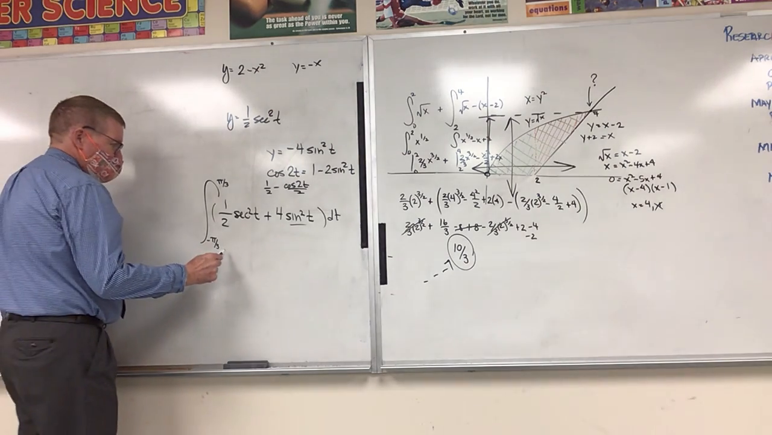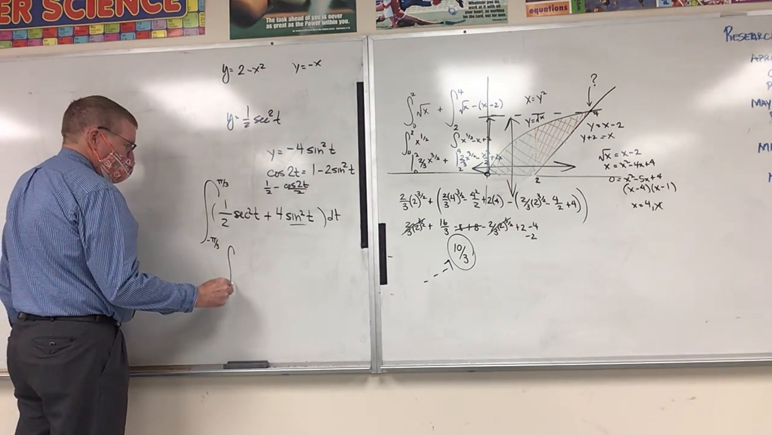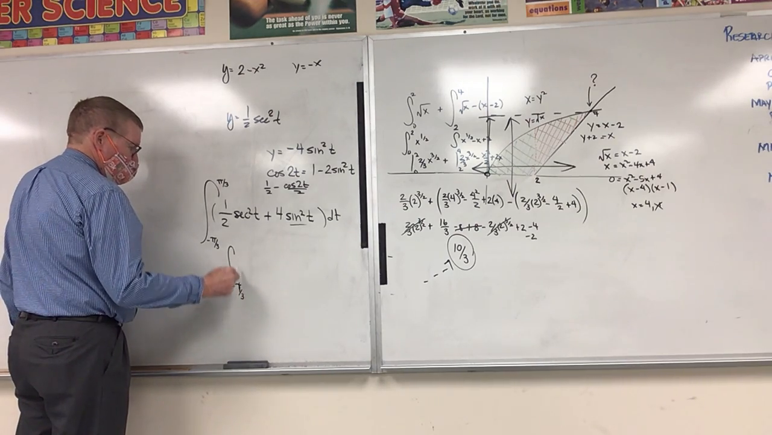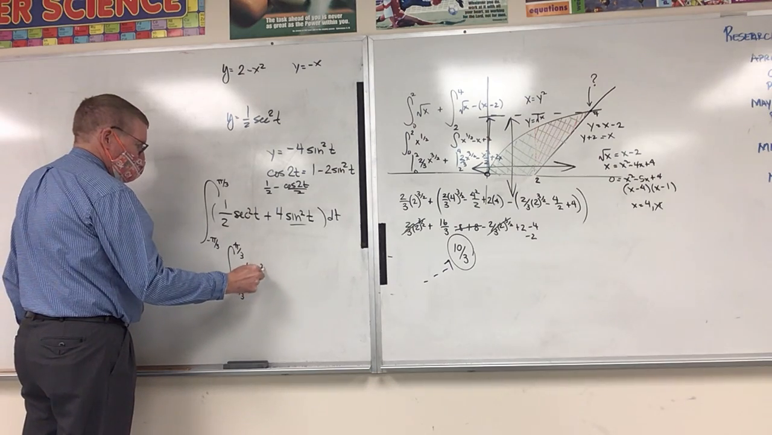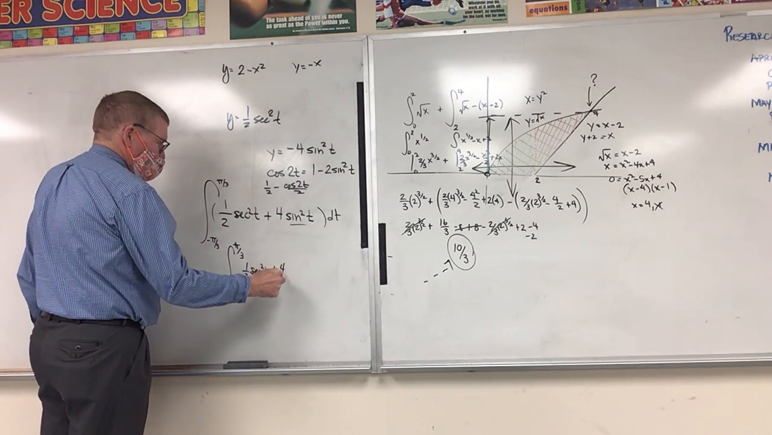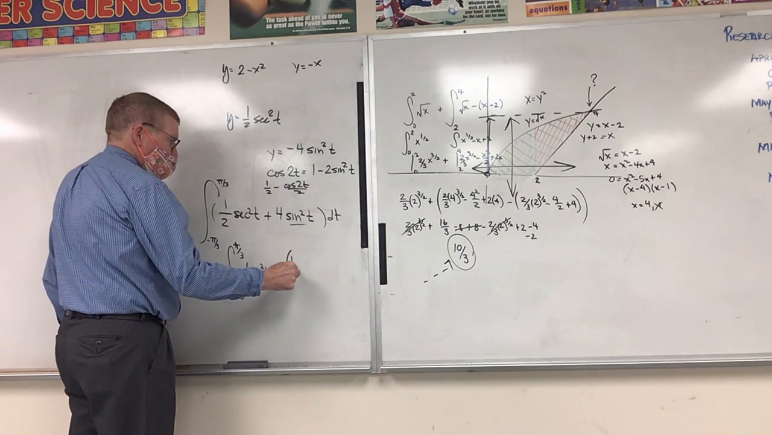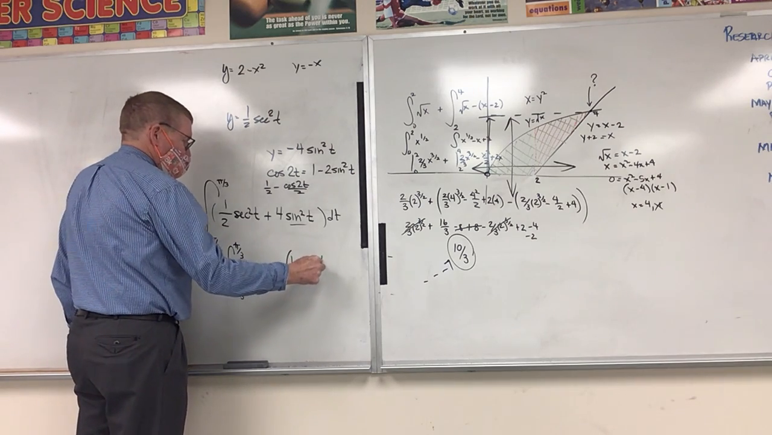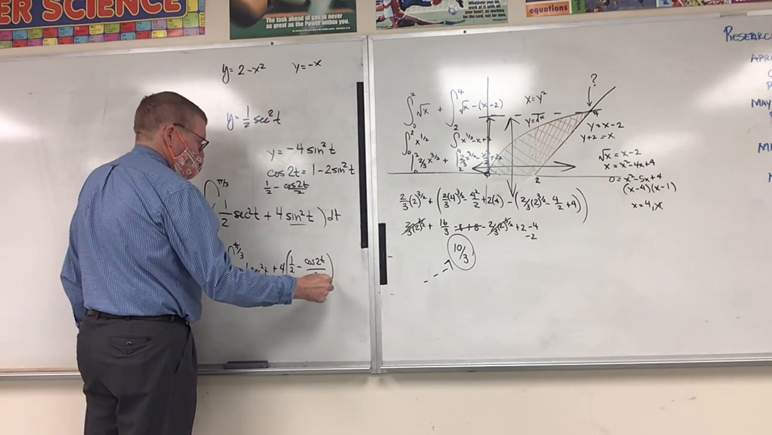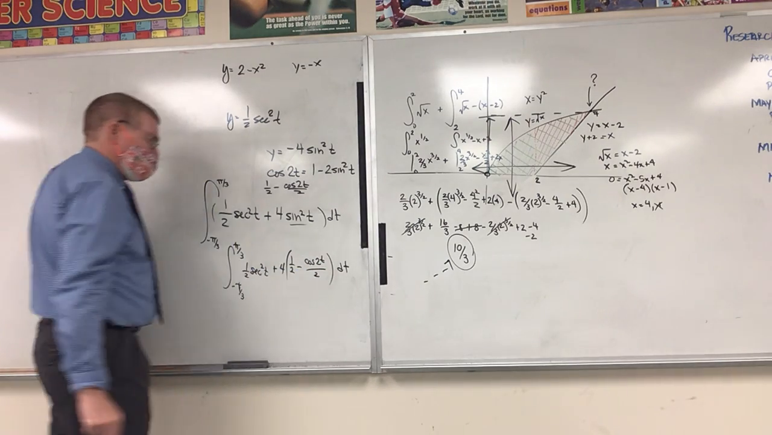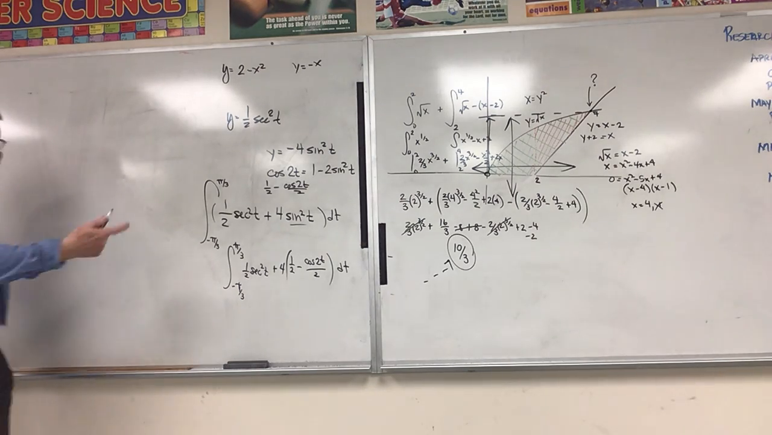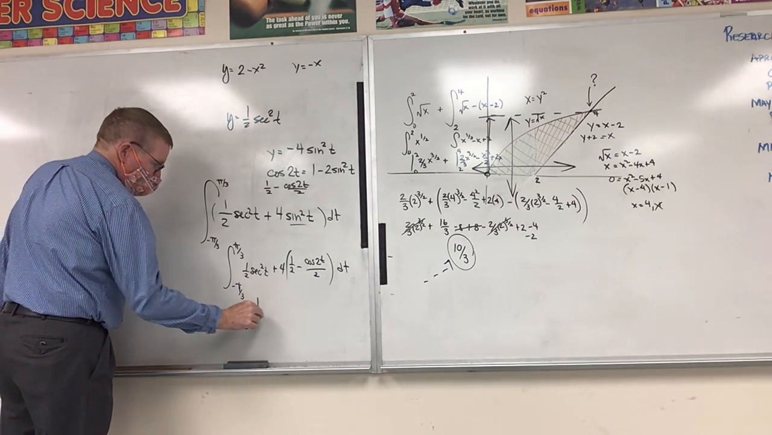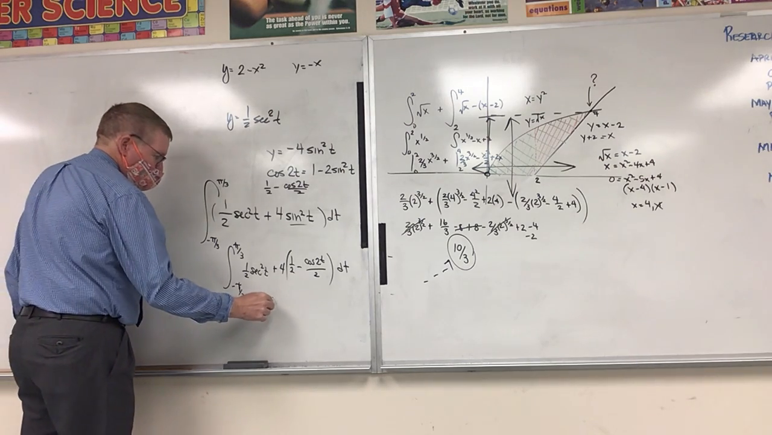So all I'm gonna do is just plug it back in. I'm gonna put the integral from negative pi over 3 to pi over 3 of 1/2 secant squared t plus 4 times 1/2 minus cosine 2t over 2 dt. In that case, I can factor out the 1/2. And there's different ways you can approach this.